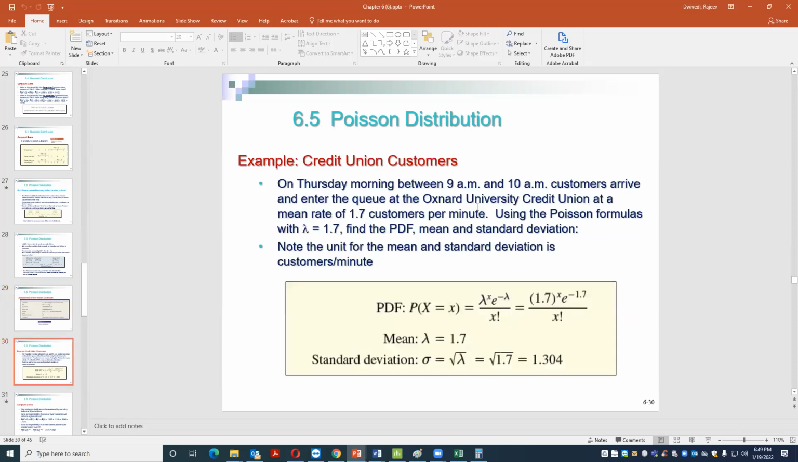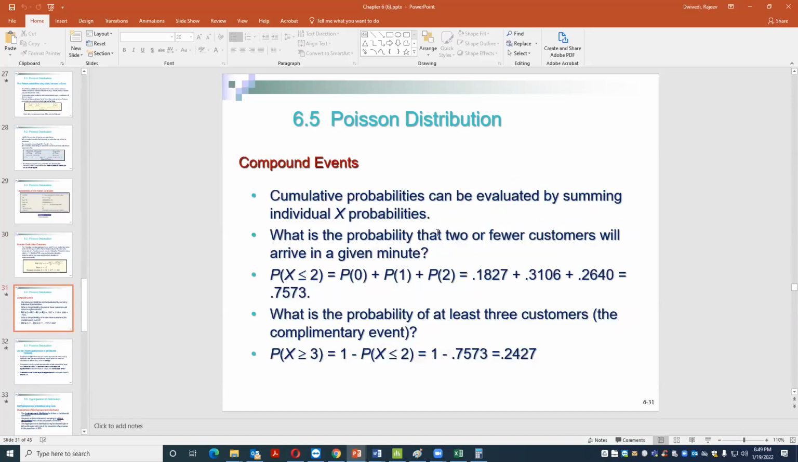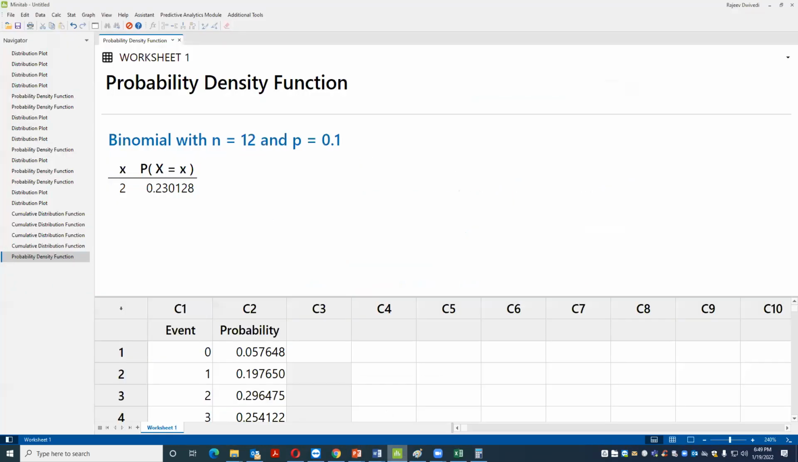So here, I'm just taking this example. On Thursday morning between 9 a.m. and 10 a.m., customers arrive and enter this credit union at a rate of 1.7 customers per minute. Using the Poisson formula, PDF and CDF. So basically the mean is 1.7, and the standard deviation is the square root of 1.7. Again, compound event. So what is the PDF and what is the CDF?